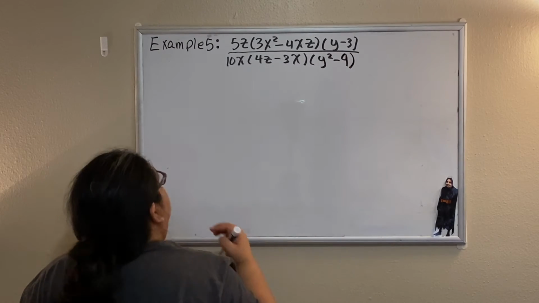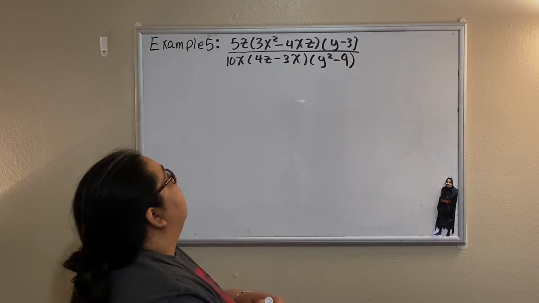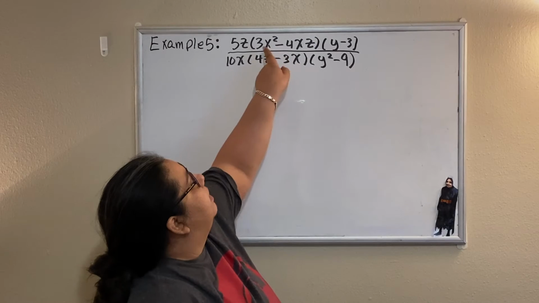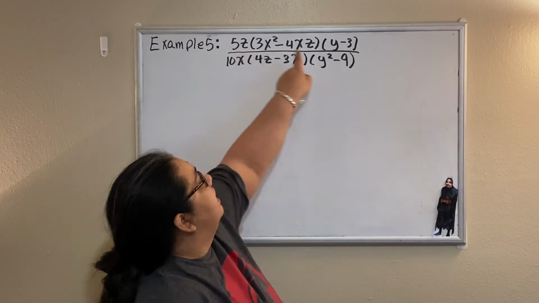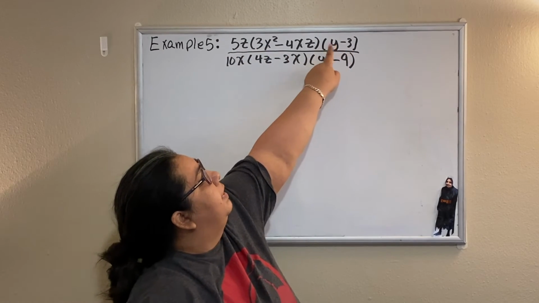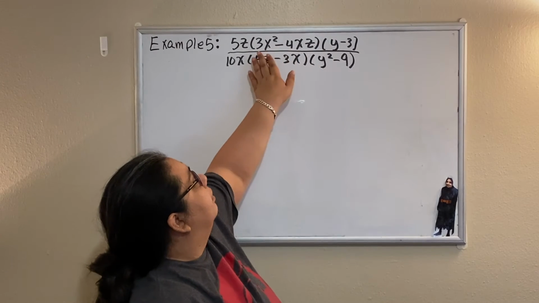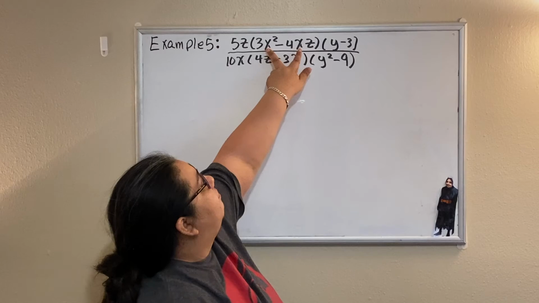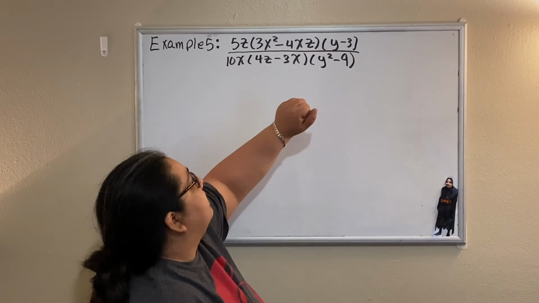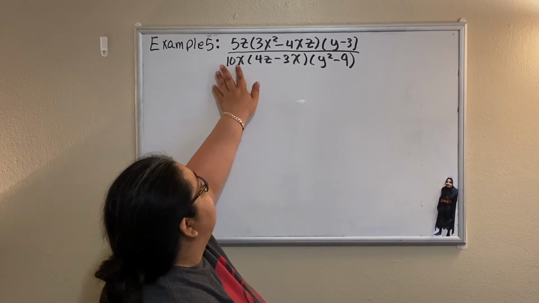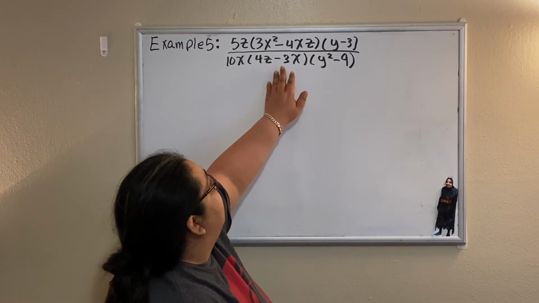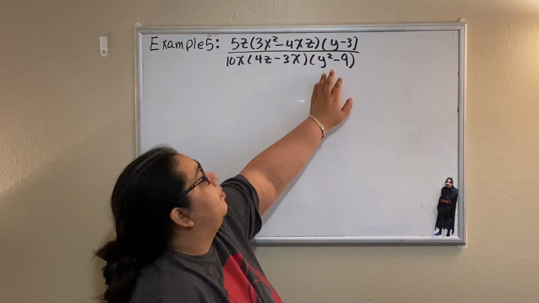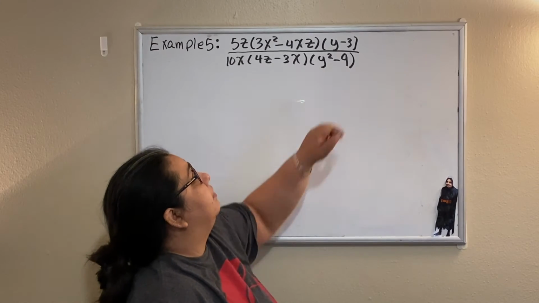Okay, so it looks like we need to factor both in the numerator and in the denominator. The 5z and the y minus 3 are okay. We don't need to factor those. But in the 3x squared minus 4xz, I have a common factor of x, so we need to factor the x out. In the denominator, the 10x is okay, the 4z minus 3x is okay, but the y squared minus 9 is a quadratic binomial, so we need to factor that.